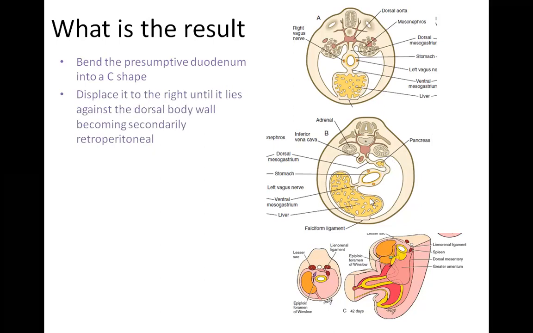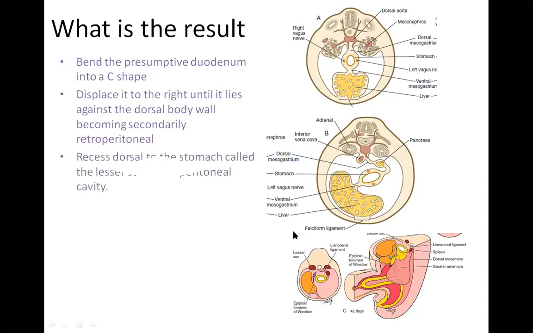This one is the duodenum. It is displaced towards the right until it lies against the body wall. So now it will become a secondarily retroperitoneal organ, except its first part, that is its first 2.5 centimeters, which remains intraperitoneal, right?